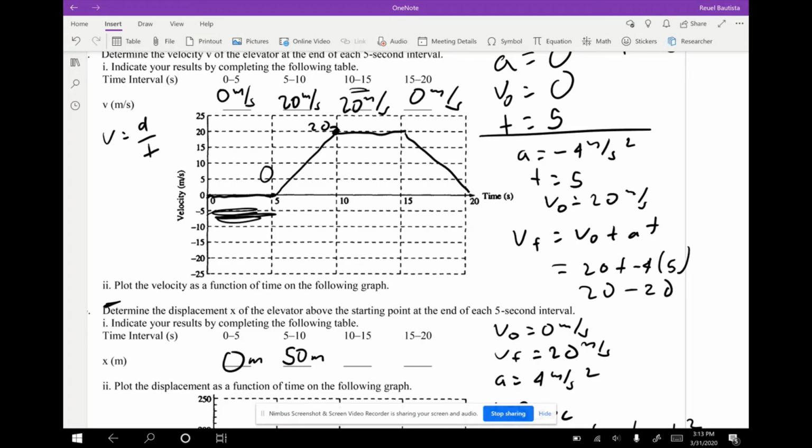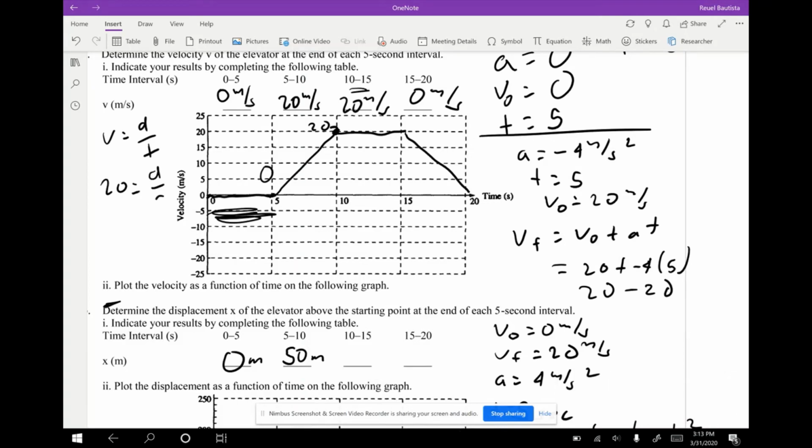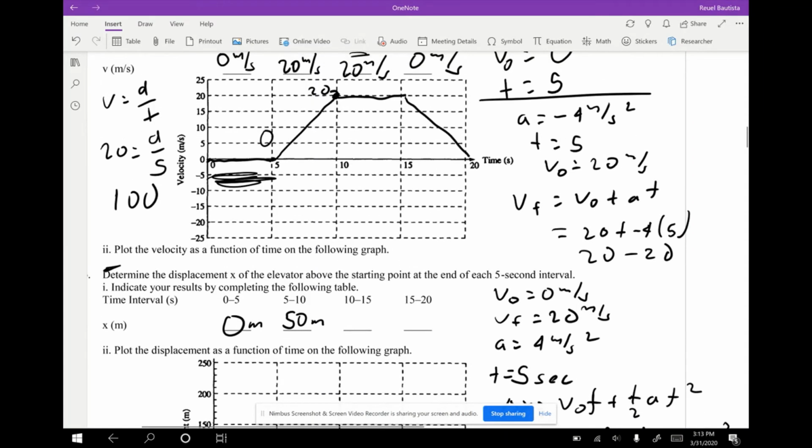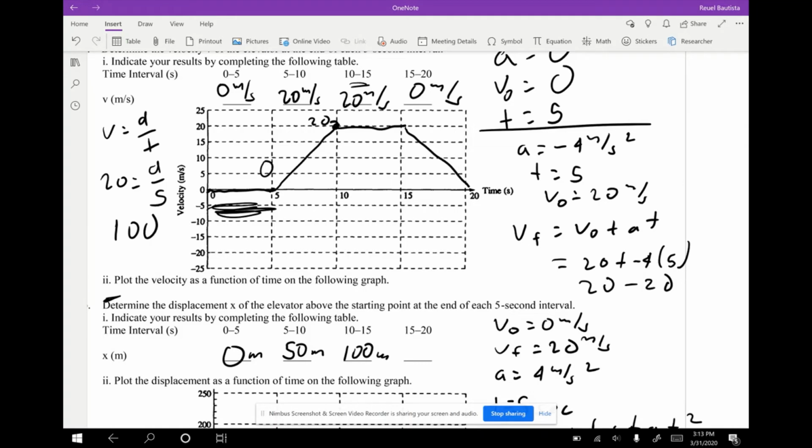And then same thing for the last part. Width is 5, length is 20. 5 times 20 is 100, divided by 2 is 50. So we could have done that instead. We can find the area under the curve. It's important to understand that there are shortcuts we can use, but you have to know them because they make things a lot easier. If you find the area under the curve, you can easily find your answer. So overall, if I wanted to find the displacement during this entire time, I would just add up these numbers: 50 plus 100 plus 50, which is going to be 200 meters.